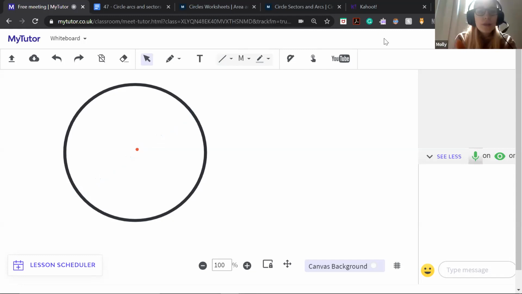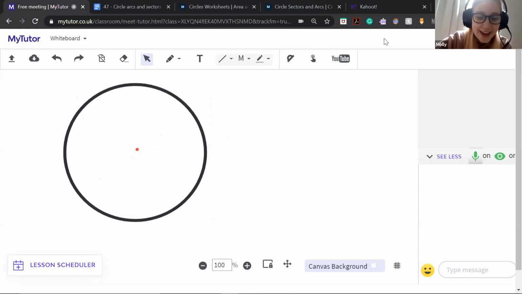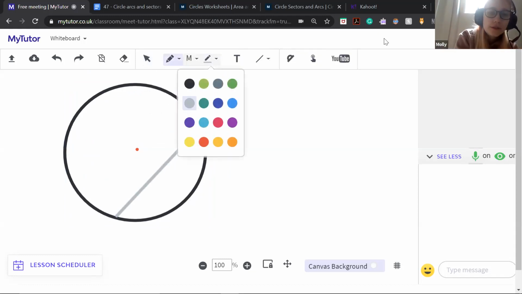Now, here are some that you might not know. This first one we're not going to be looking at today, but I think it's important to cover the terminology nonetheless. If we draw a line like this, this line is called a chord.